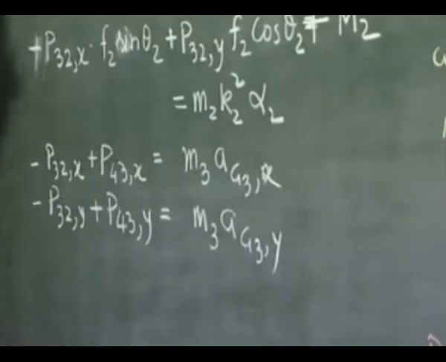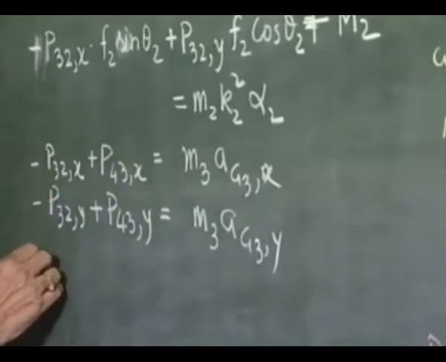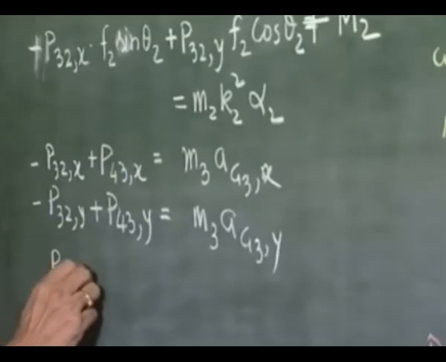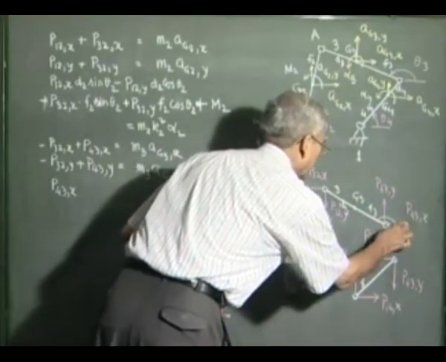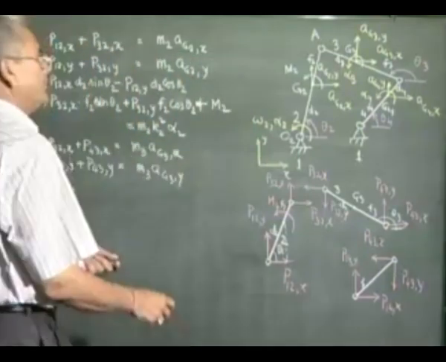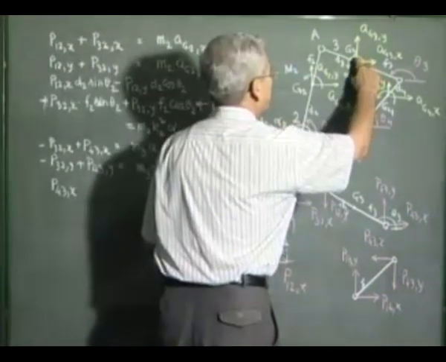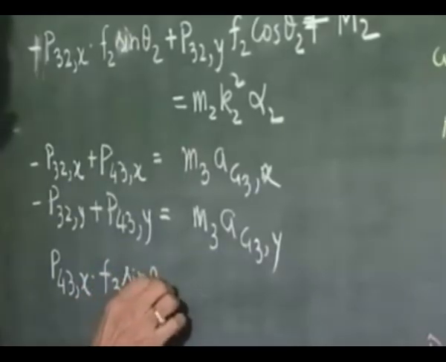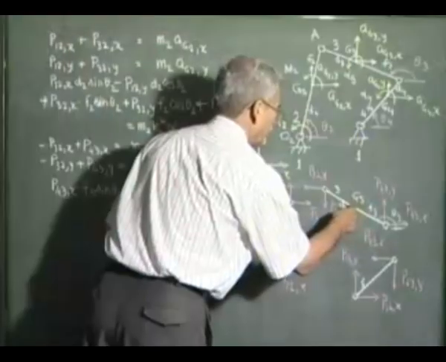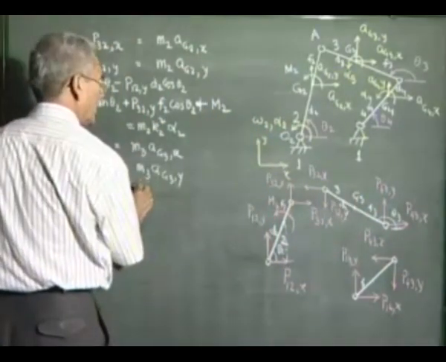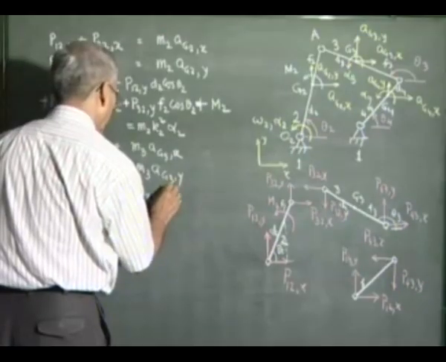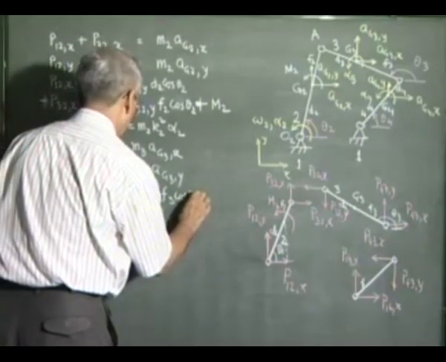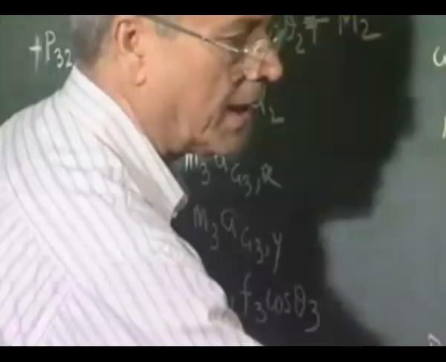And again taking moment, it will be P43x, this is F3, this length is D3, and this angle is theta 3. So therefore, the moment term is F3 sine theta 3, which is the moment of this about this. P43y will also apply a moment about this with this as the moment arm.